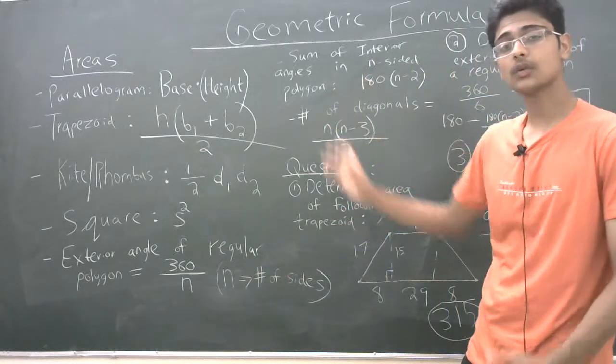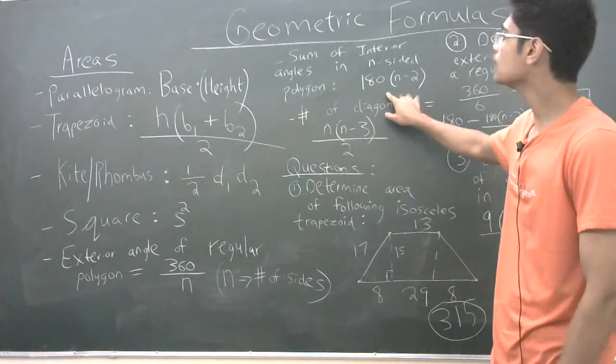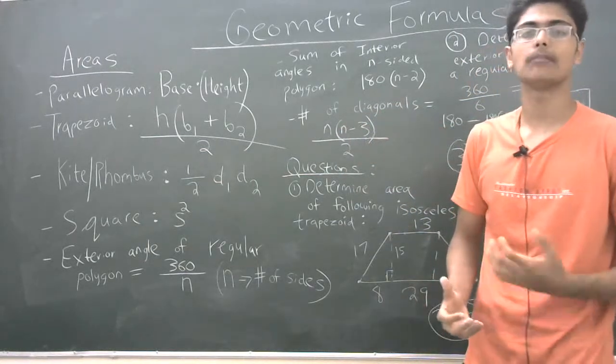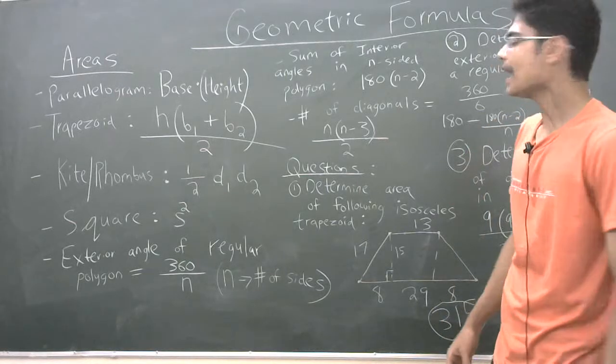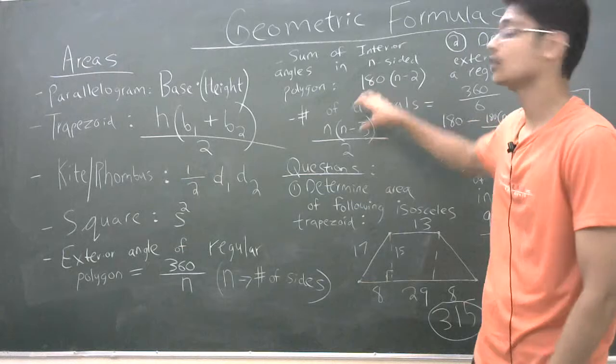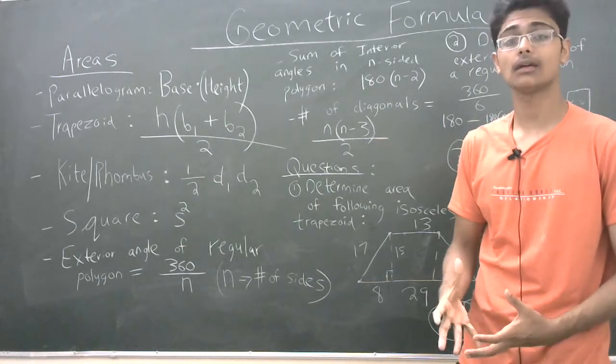And moving on to the next one, you have 180 times (n minus 2). This is a formula that you can use to find the sum of the interior angles in any n-sided polygon. And if you think about it, if that polygon is regular, you can further divide this value by n to determine the measure of each interior angle.